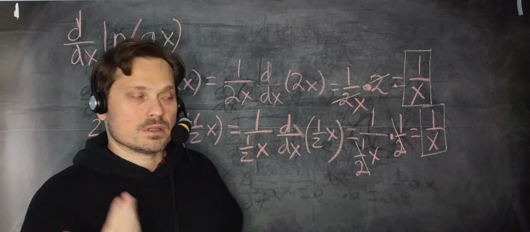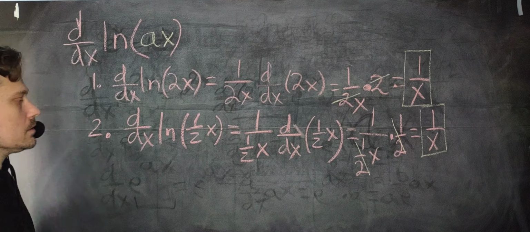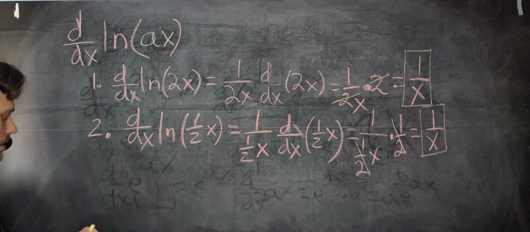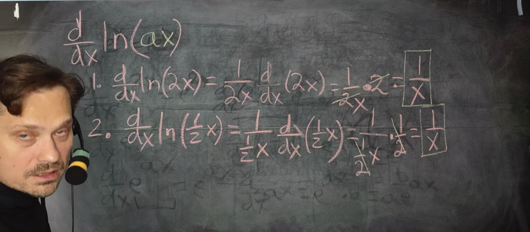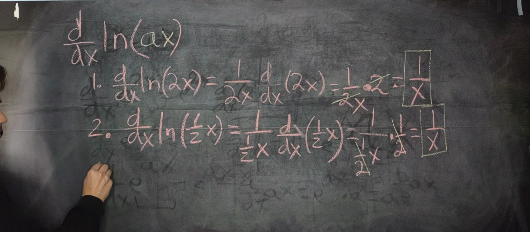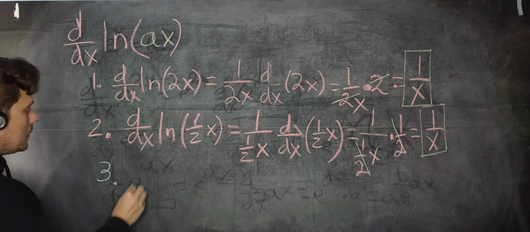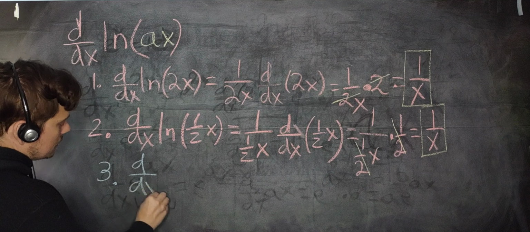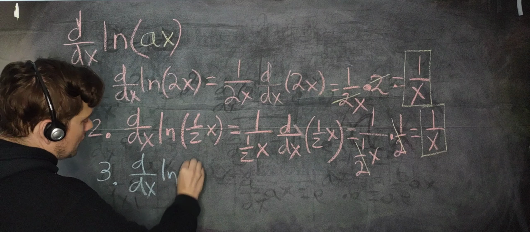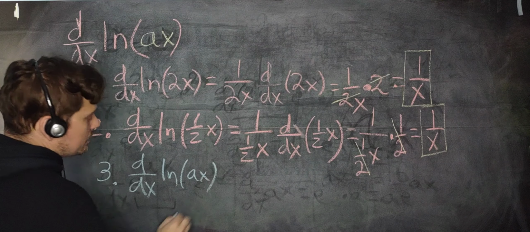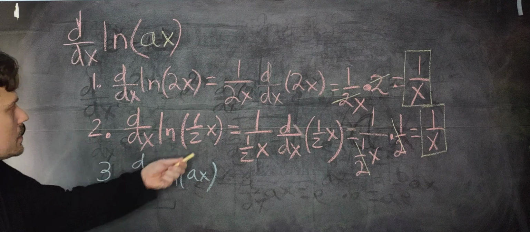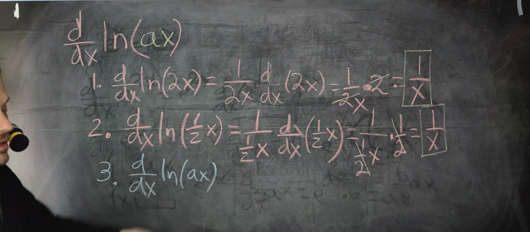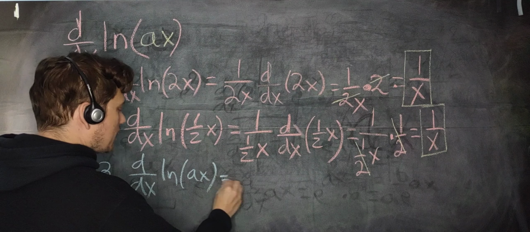So is there a rule? Maybe you want to pause the video, maybe you want to write the rule down, but let's do this in some more symbolic form. I'll do that in blue. So step 3: you're going to differentiate with respect to x ln of ax. So the a is just some constant. Up here it's a half, then a 2, whatever. It's just some number.